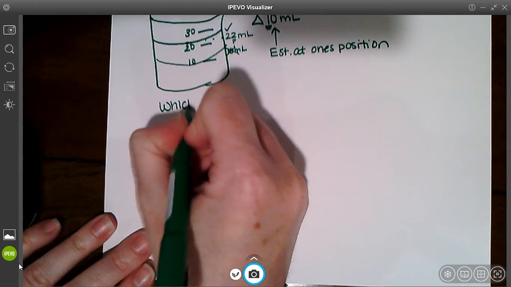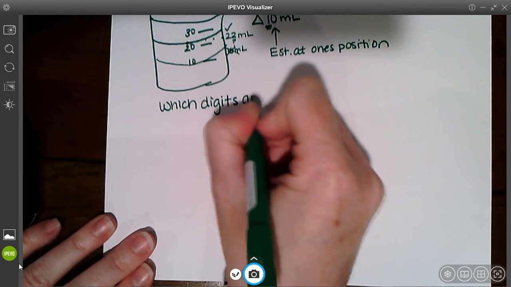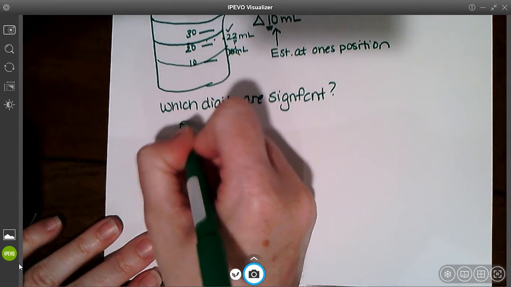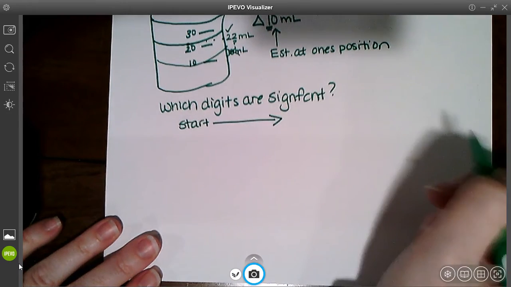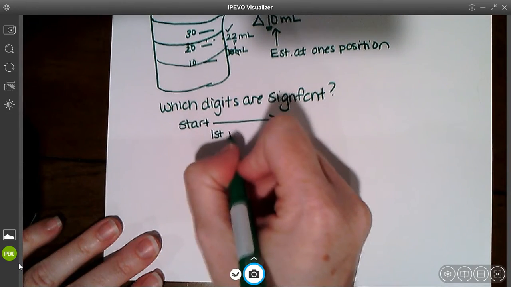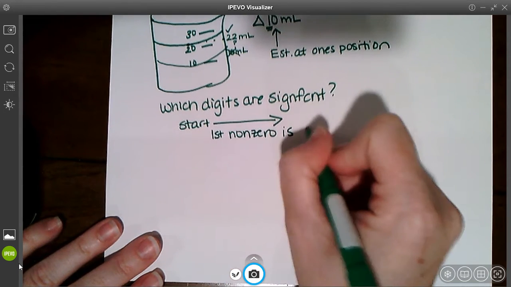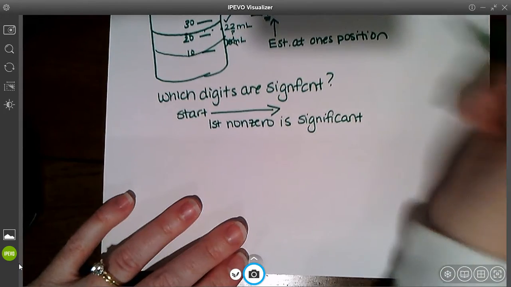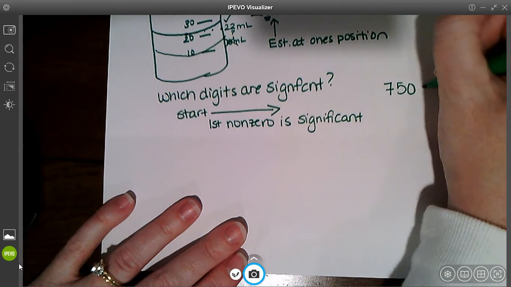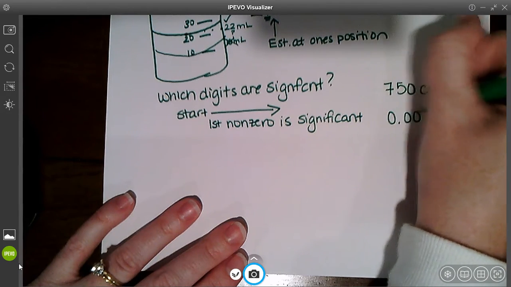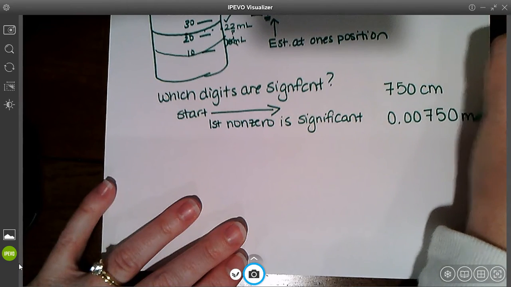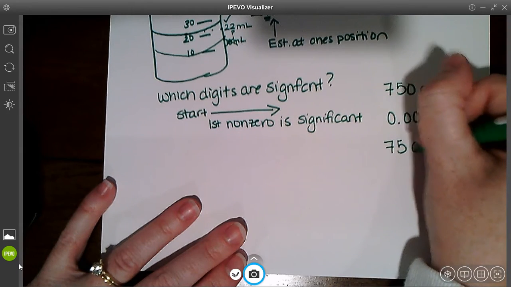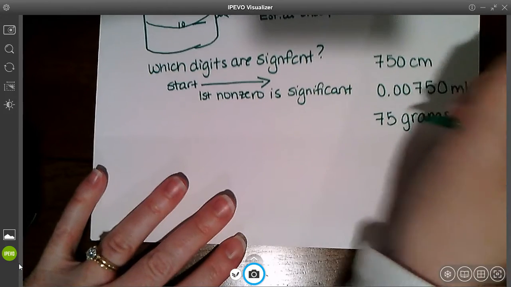So which digits are significant? You're always going to start at the left and work your way to the right. The first non-zero is significant. So let's have a couple of measurements and say what the first sig fig is. Let's say I have 750 centimeters. Let's say I have 0.00750 milliliters. And let's say I have 75 grams. I don't know why I wrote out grams and didn't write out the other units.